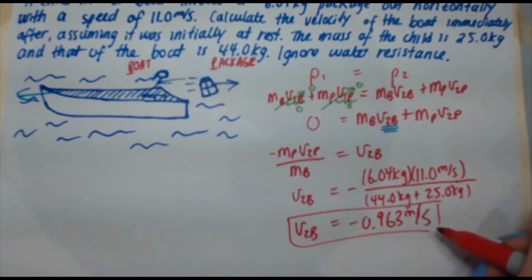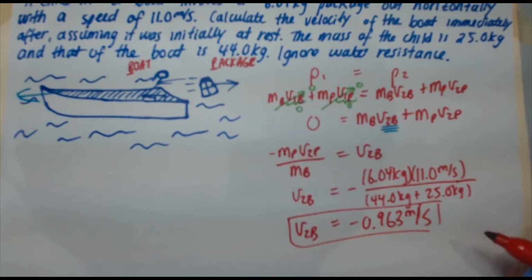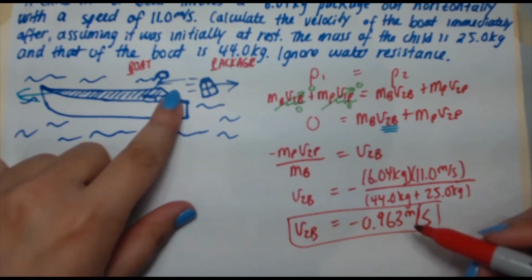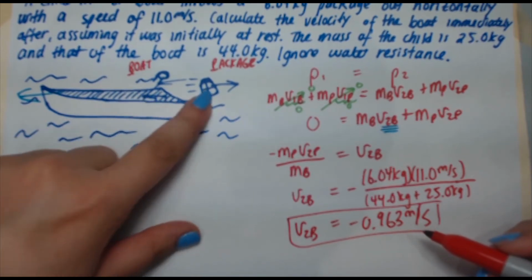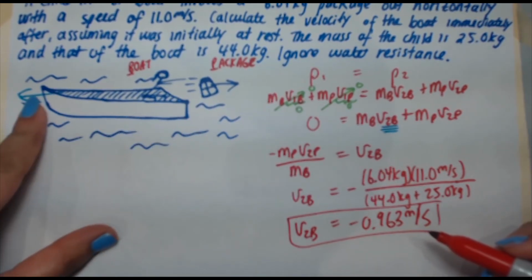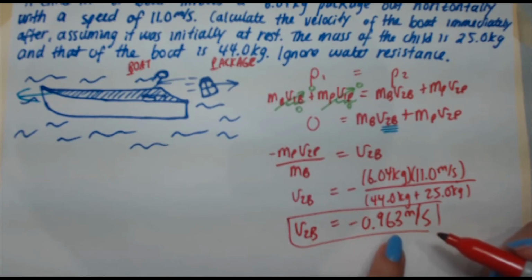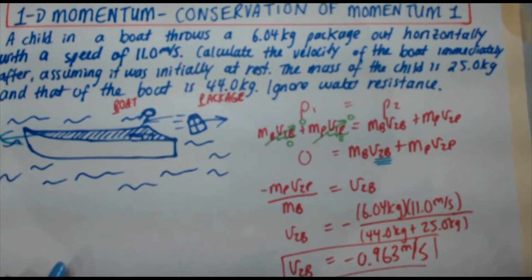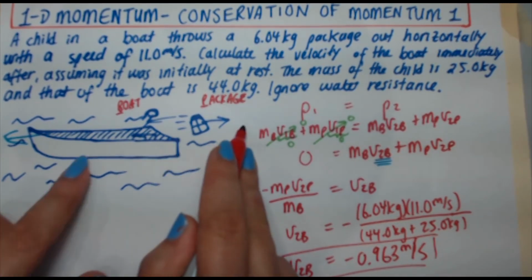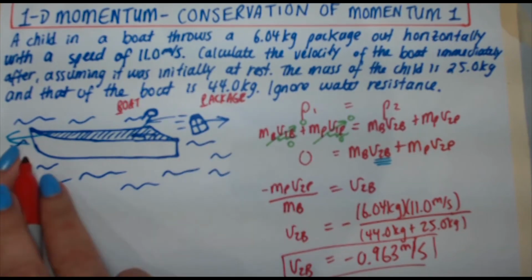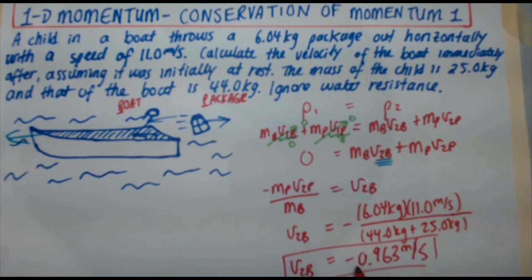Just as a check, always in your physics problems, make sure the answer makes sense. As we logically determined earlier, because the mass of the boat with the child is considerably larger than that of the package, it needs to have a smaller recoil speed, which it does: 0.963 compared to 11. So the answer makes sense, and it's negative, which makes sense as well. If the package is going in one direction, the boat is going in the opposite, or negative, direction. So this must be a minus sign.